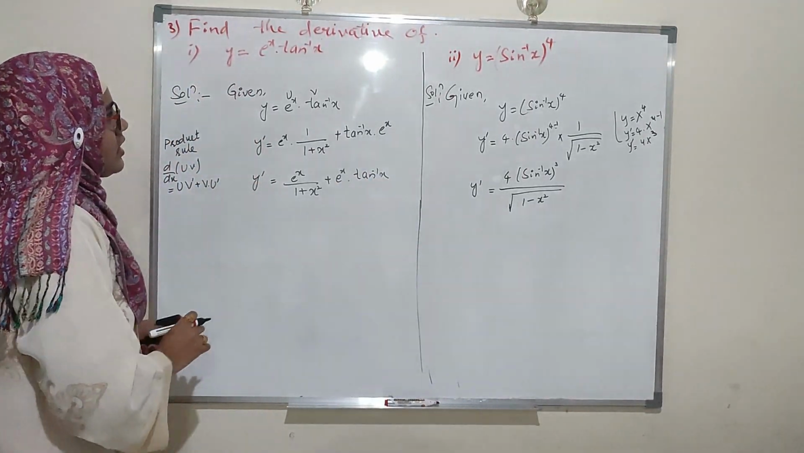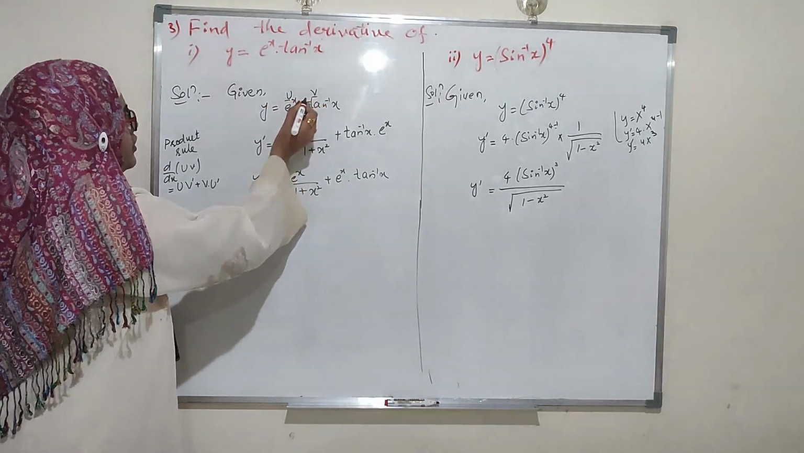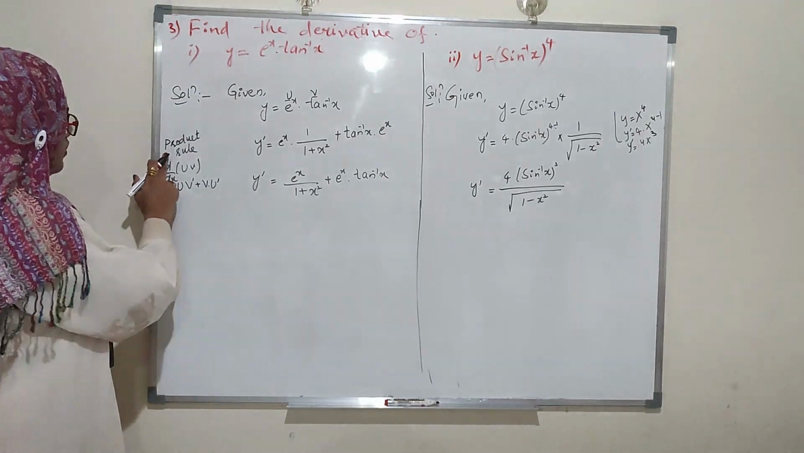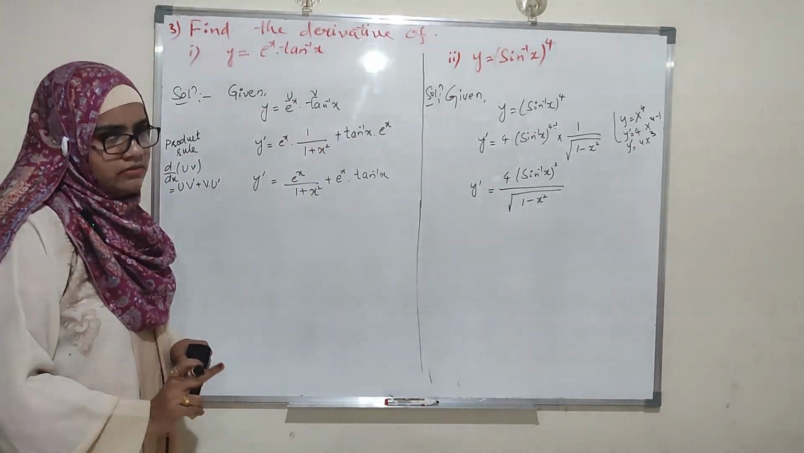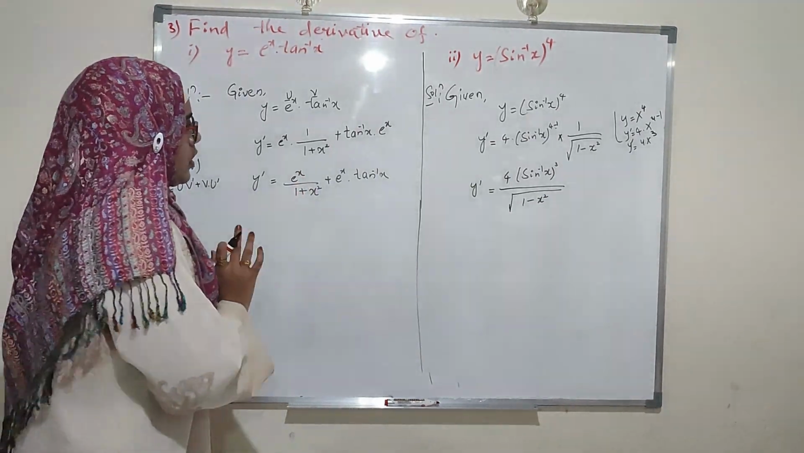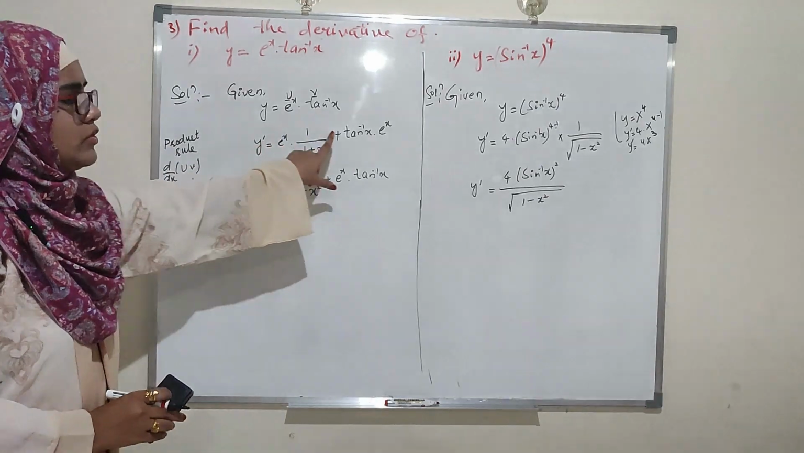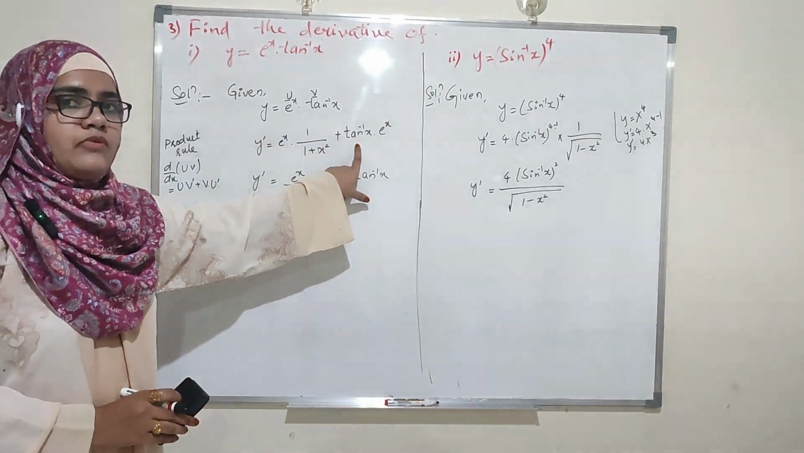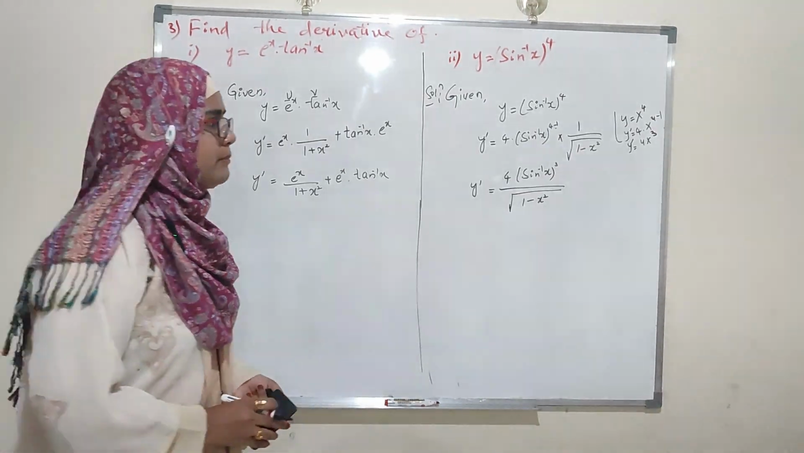So this one is y. Don't get confused. I am taking u and v just for your understanding to apply the product rule. We have to take first term e raised to x, then second term tan inverse of x for the solution. So it is very simple. If you know the differentiation formulas for inverse trigonometric functions, then you will be able to solve this example.